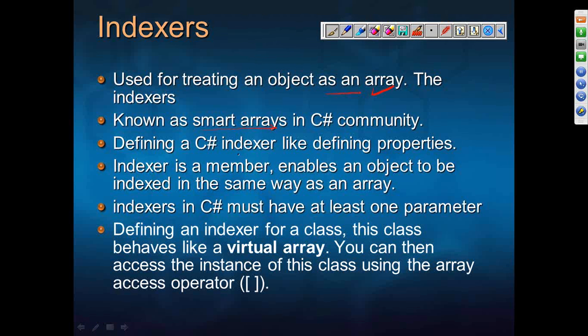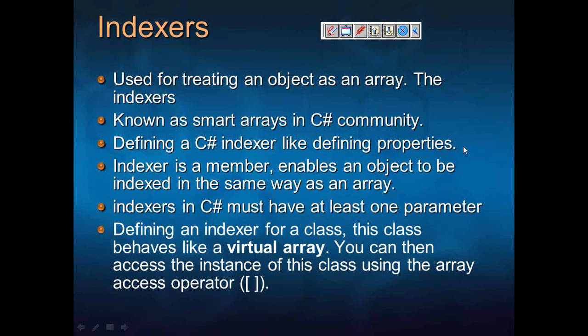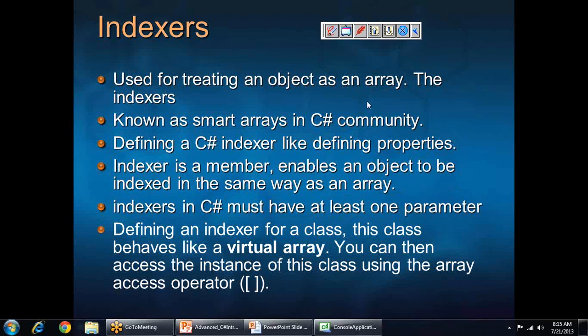How to define an indexer in C Sharp is quite similar to how we define properties. Remember properties: public, return type, name of the property, get and set. It is very similar to that. An indexer is also a member of a class, like a method or a property is a member of the class. It enables an object to be indexed like an array. An indexer in C Sharp must have at least one parameter. We'll see why when we see the usage.